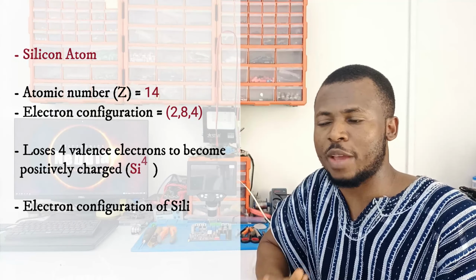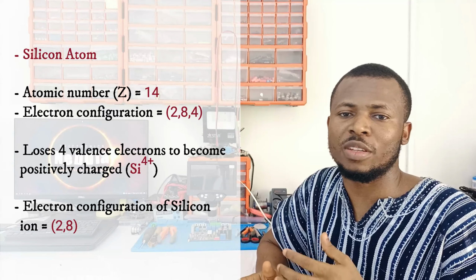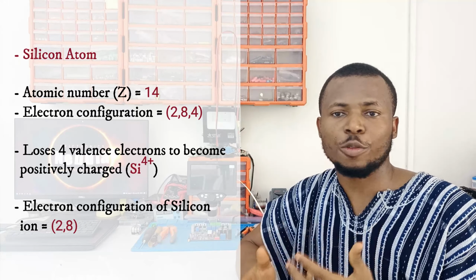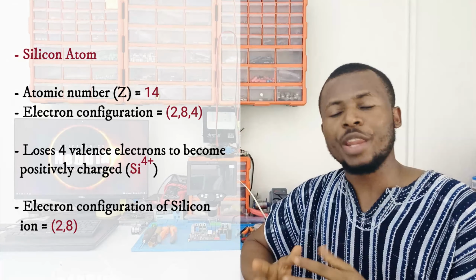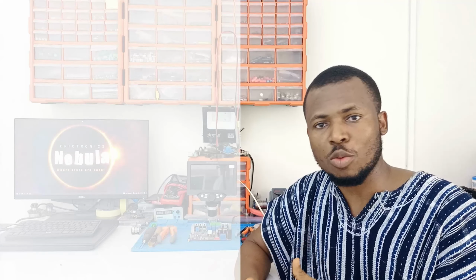Silicon is the 14th element, hence it will lose the 4 electrons to become positively charged. A silicon ion written as Si4+ is formed in the process. Whenever there is a loss or gain of electrons, the resulting electron configuration is that of a noble gas.